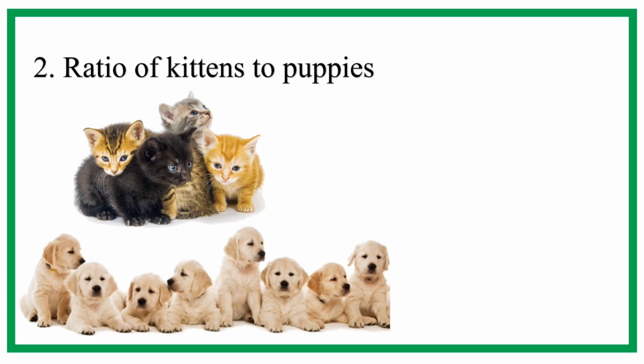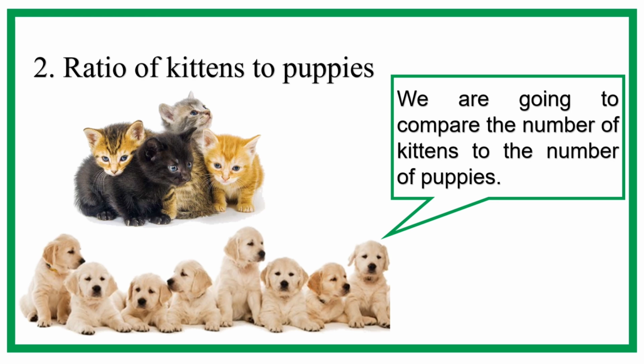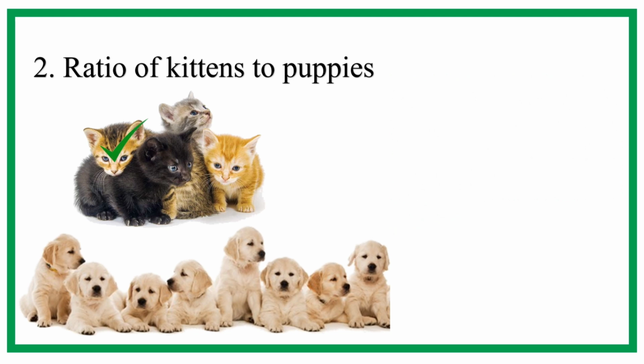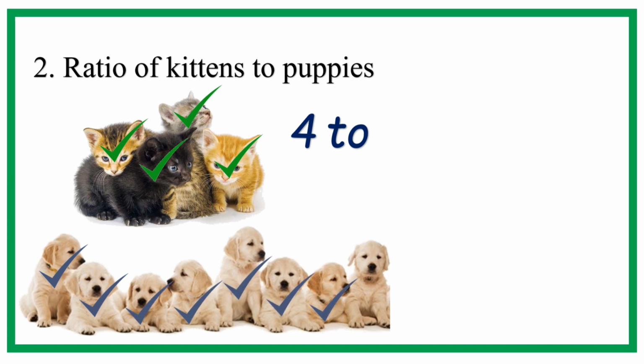Now, let us study the ratio of kittens to puppies. We are going to compare the number of kittens to the number of puppies. What are we going to do? First, let's count the kittens. 1, 2, 3, and 4. 4 cute kittens. Let's count the number of puppies. 1, 2, 3, 4, 5, 6, 7, 8. 4 to 8. Again, ratio of kittens to puppies.